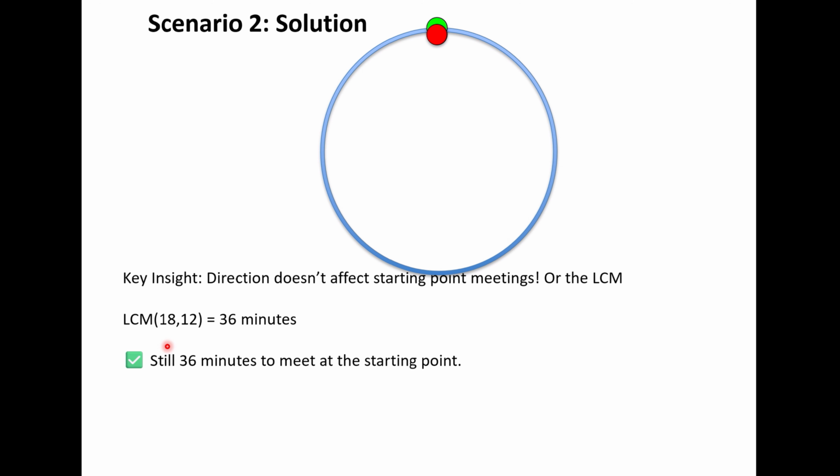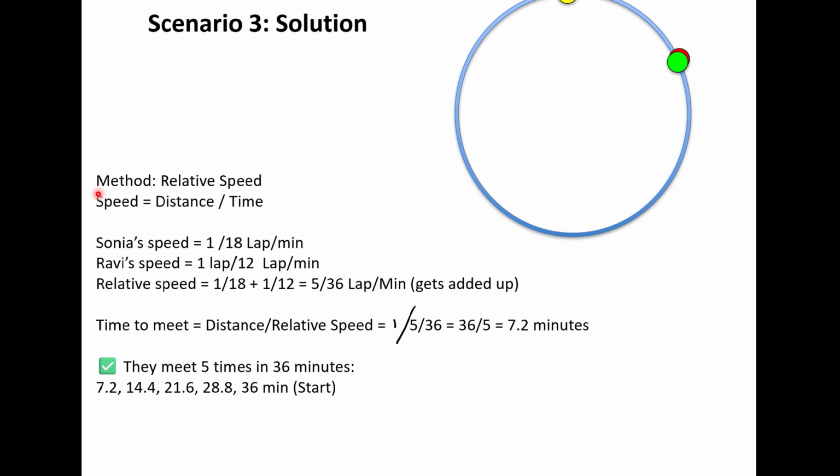Now let's go into the third scenario. When they go in the same direction, they will meet at the starting point only after 36 minutes. When they go in the opposite direction, they will also be at the starting point after 36 minutes. But there can be chances that they meet one another along the entire length of the track. Now we will see at what timings they will be crossing one another if they run in the opposite direction.